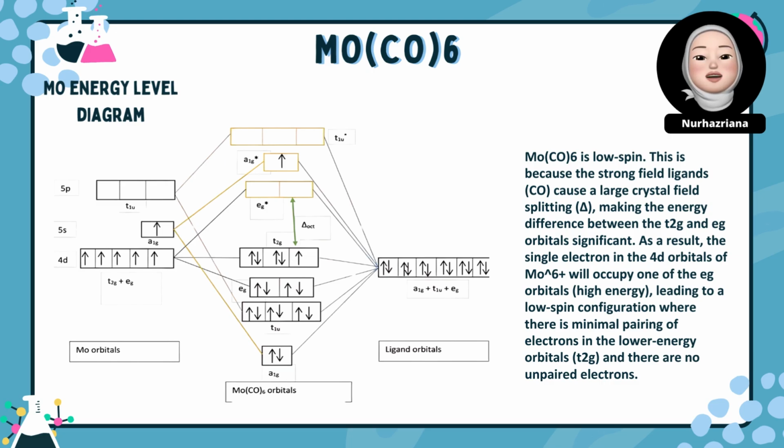Mo(CO)6 is low spin. This is because the strong field ligand CO causes a large crystal field splitting, making the energy difference between the t2g and eg orbitals significant. As a result, the single electron in the 4d orbitals of Mo6+ will occupy one of the eg orbitals of high energy, leading to a low spin configuration, where there is minimal pairing of electrons in the lower energy t2g orbitals, and there are no unpaired electrons.